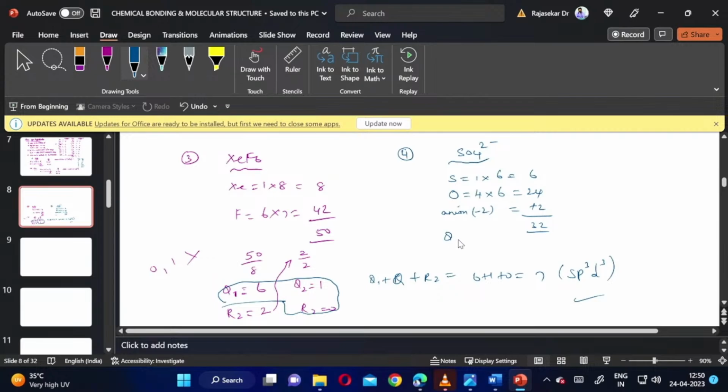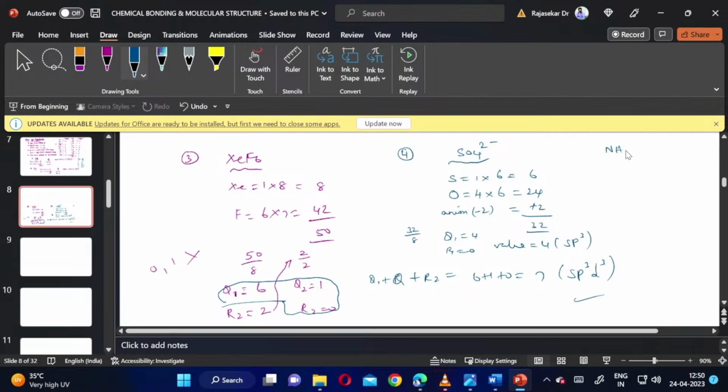32 means, what should we do? 32 by 8. Correct or not? Quotient 4 times. Remainder 0. So the value is what? Value 4. 4 means what? sp3 hybridization. Correct or not? 1 s orbital, 3 p orbitals, then only we get 4. Understood?